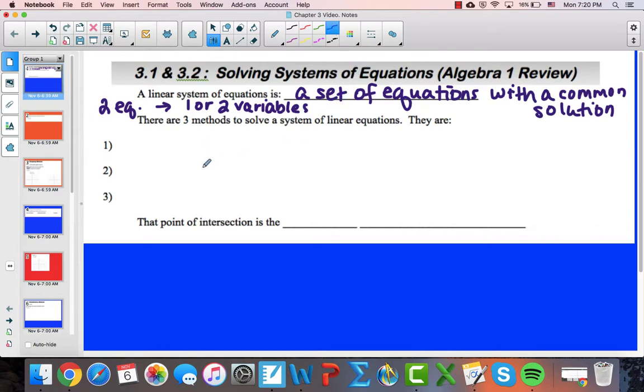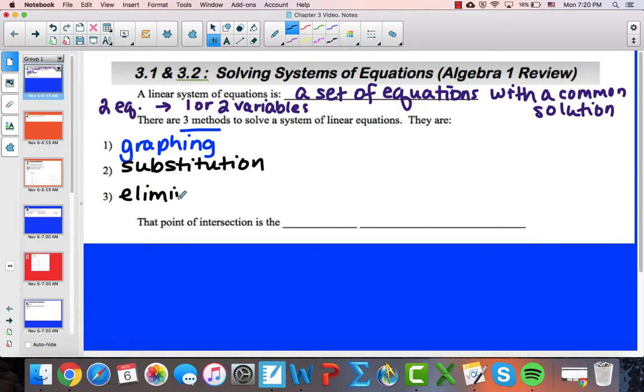And in Algebra 1, you learned that there were three methods to solve a system of linear equations. They were by graphing them, although that's the least accurate, okay? By substitution, and by something called elimination. Now, your teacher may have called elimination linear combination or the addition and subtraction method, but we're going to go over each one.